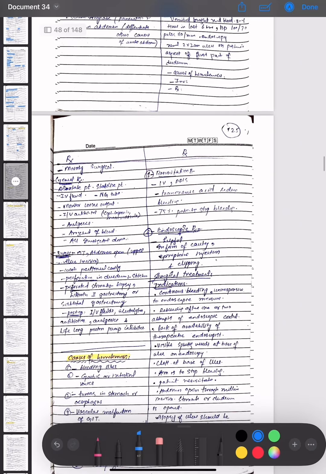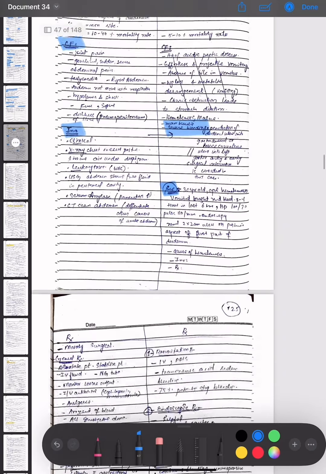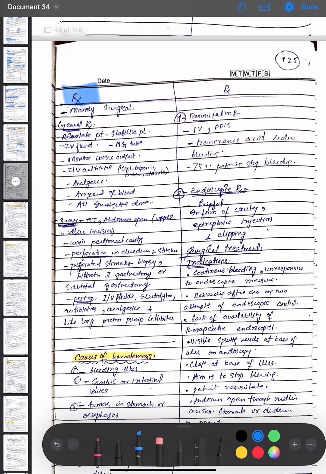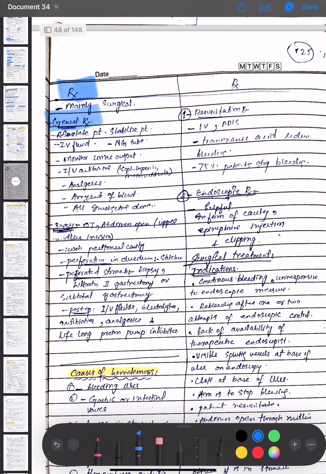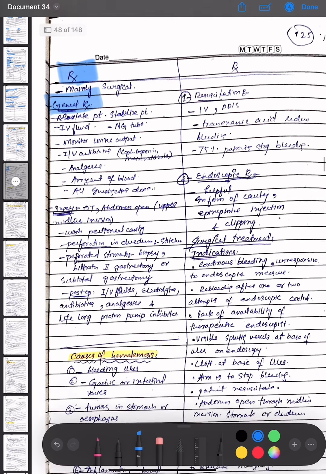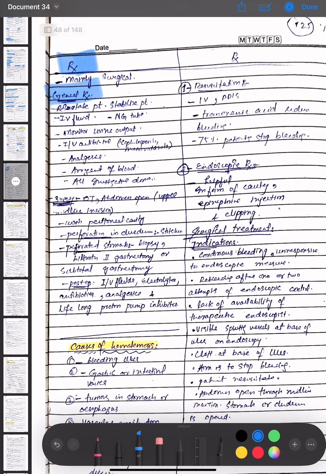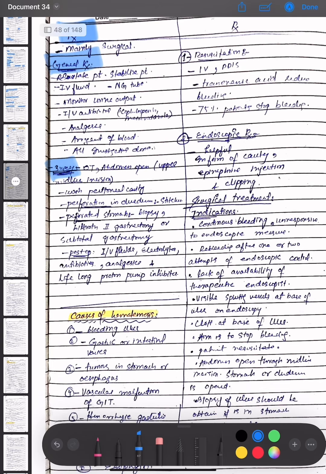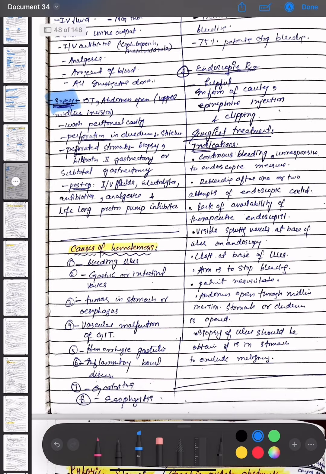The treatment for perforated peptic ulcer is mainly surgical, while the general treatment is to stabilize the patient, give intravenous fluids, NG tube, monitor urine output, intravenous antibiotics, analgesics, arrangement of blood, and all investigations are done. Surgery: in the OT, abdomen opened through an upper midline incision, wash the peritoneal cavity, close the perforation in the duodenum, take a biopsy for a perforated stomach, Billroth 2 gastrectomy or subtotal gastrectomy. In post-op we give intravenous fluids, electrolytes, antibiotics, analgesics, and lifelong proton pump inhibitor.